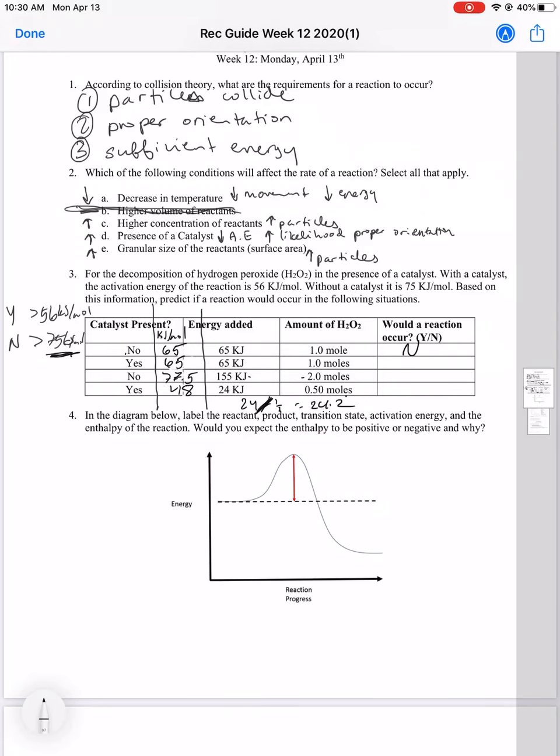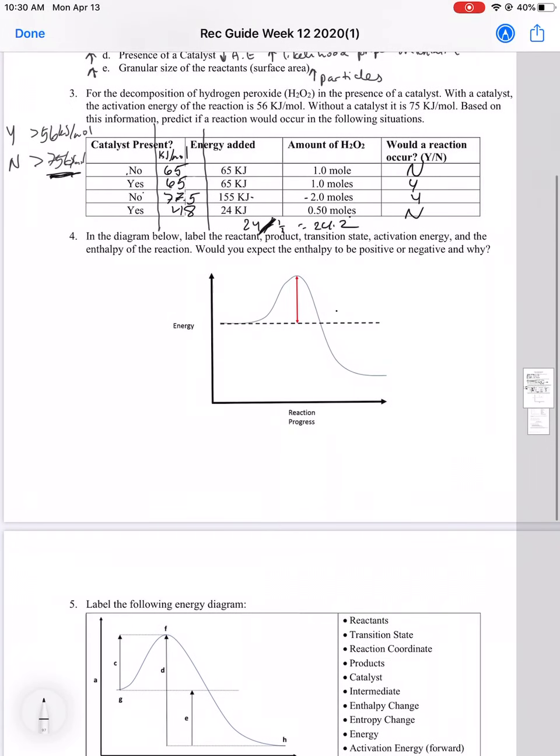So now we do have a catalyst present, and we still have 65 kilojoules per mole of energy added, and we need at least 56 moles. So yes, a reaction will occur there. Here, we don't have a catalyst present, but we have more than 75 kilojoules per mole, so a reaction will also occur here. And here we do have a catalyst present, but we need 56 kilojoules per mole and we only have 48, so a reaction will not occur there.